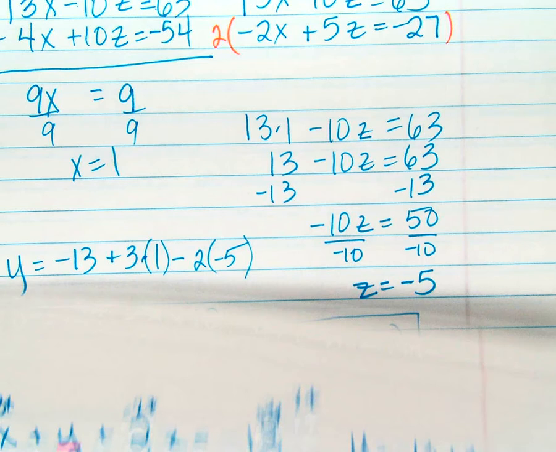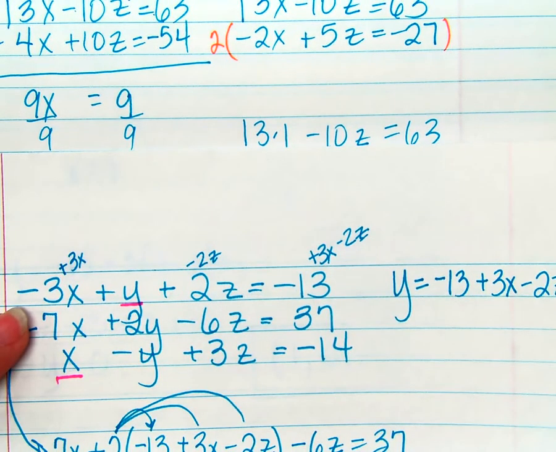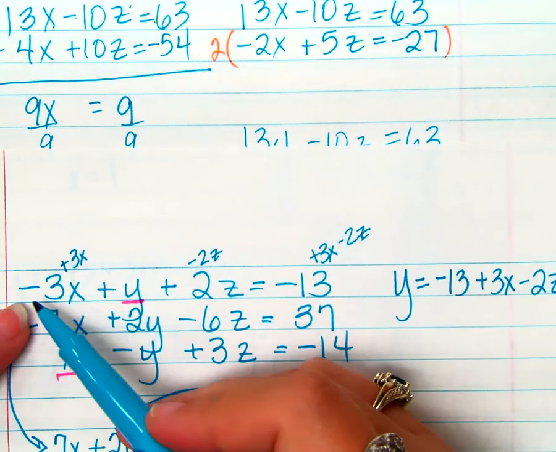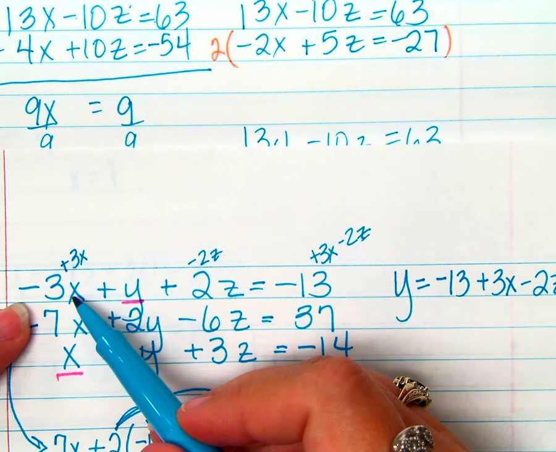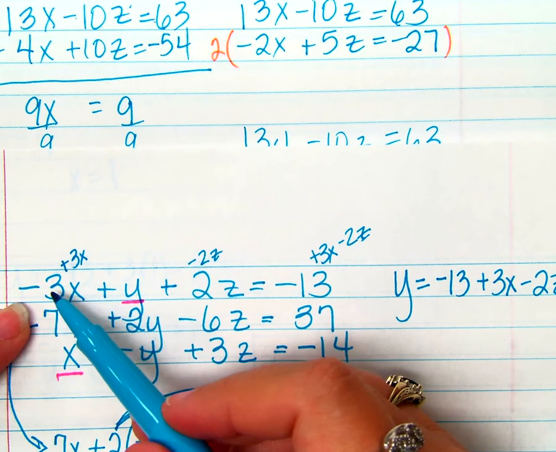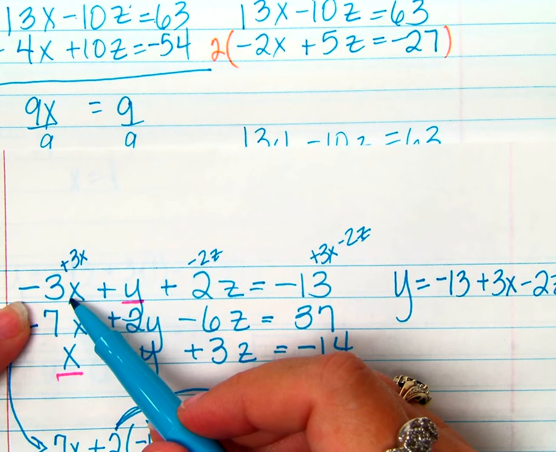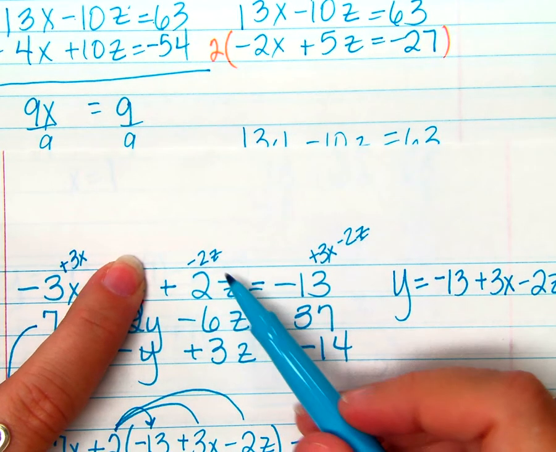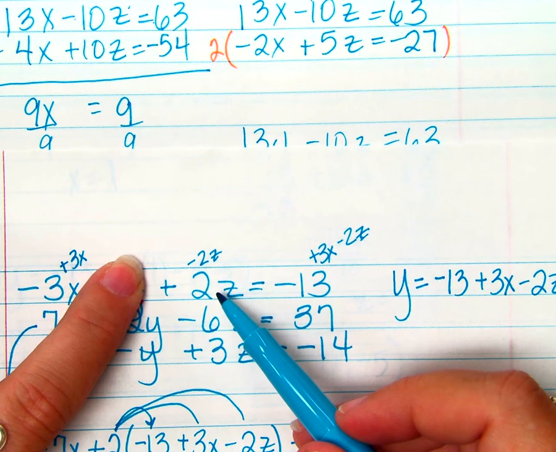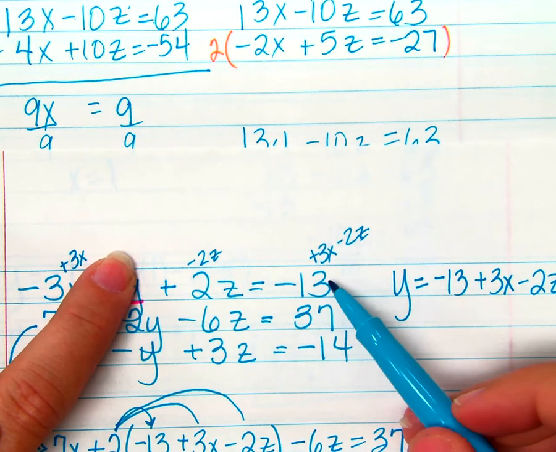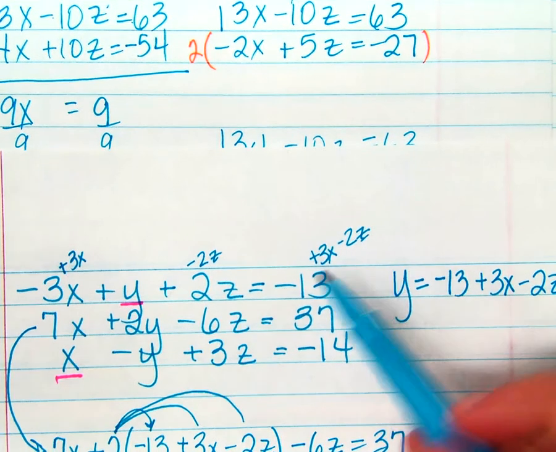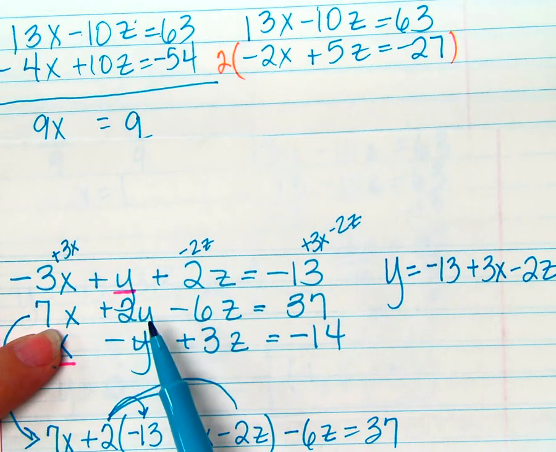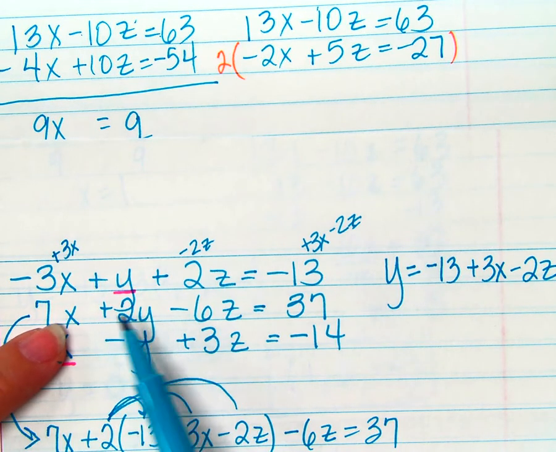This is where I go back to my first initial equations, and I substitute the points in. 1, 0, negative 5. Okay, watch this. Negative 3 times 1. Does anyone know what negative 3 times 1 is? Negative 3. Negative 3 plus 0. Negative 3. What's 2 times negative 5? Negative 10. Negative 3 plus negative 10. So does that one work? Yes. Okay. So 7 times 1. 7. What's 2 times 0? So what's 7 plus 0?